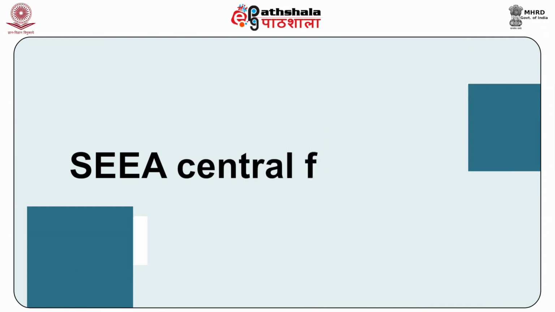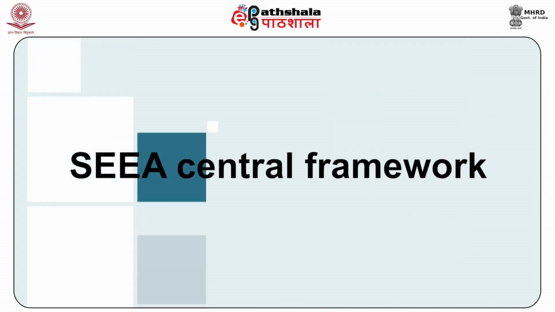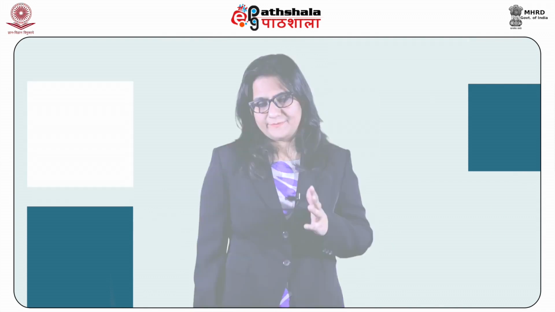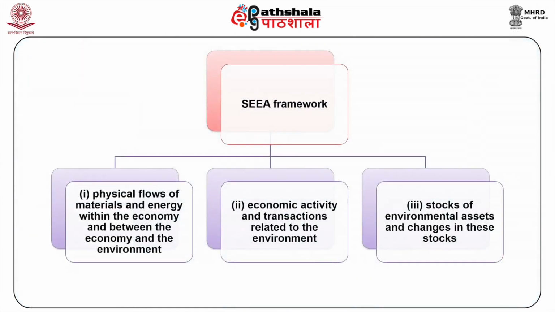Now moving on to discuss the SEEA framework. The accounting rules of SNA are adopted for coming up with the SEEA central framework. Economic activity involves production and import of goods and services that are consumed by households, enterprises or government, saved for future use or exported to the rest of the world. Thus, the SEEA framework consists of three parts.